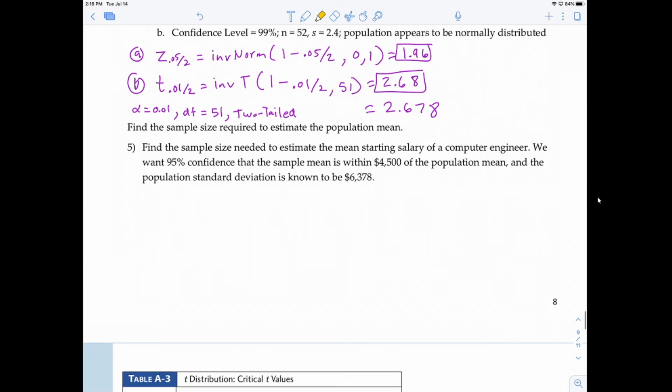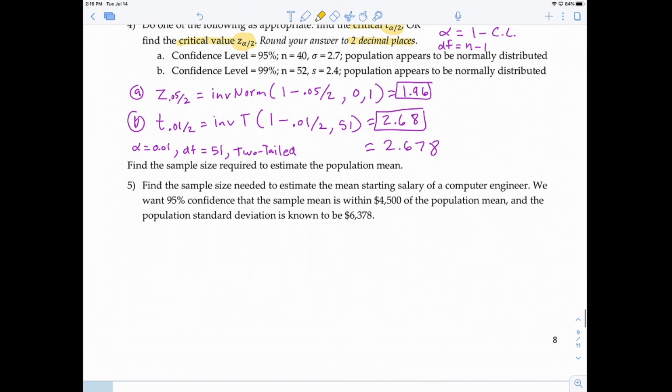All right, and then lastly, let's take a look at the last problem. The last type of problem you're going to see in this section is asking you to find the sample size required to estimate the population mean. The problem says: find the sample size needed to estimate the mean starting salary for a computer engineer. We want 95% confidence that the sample mean is within 4,500 of the population mean, and the population standard deviation, sigma, is known to be 6,378. So lots of things were given.